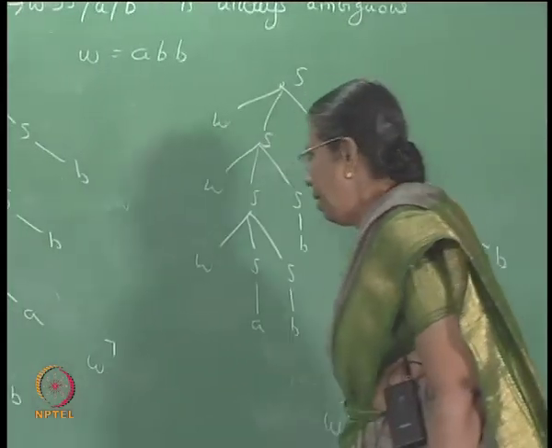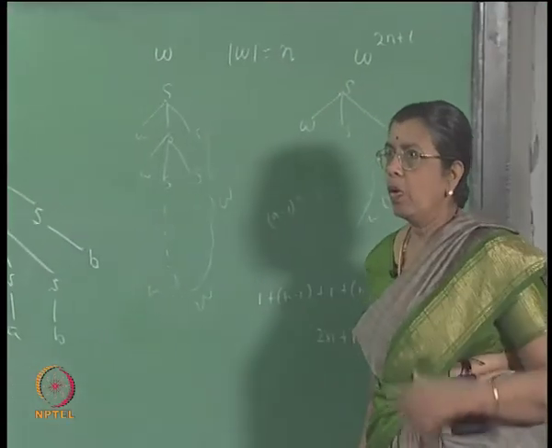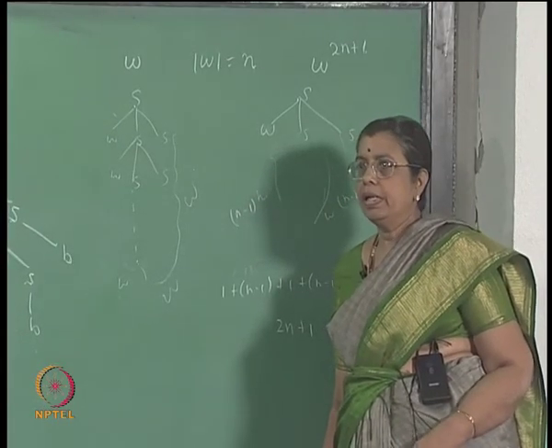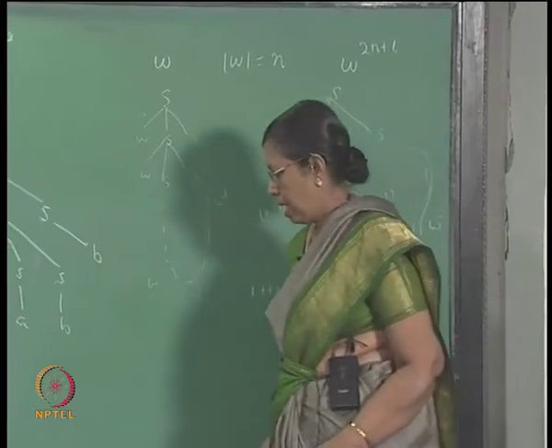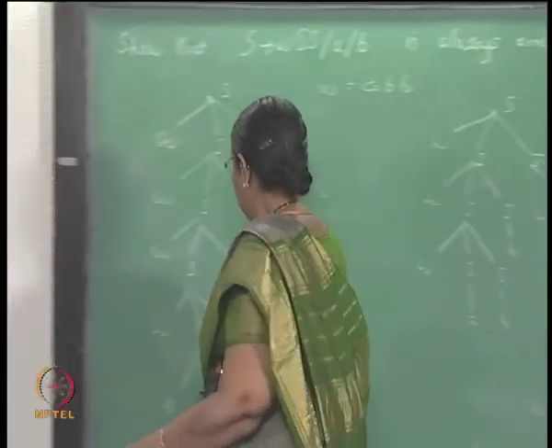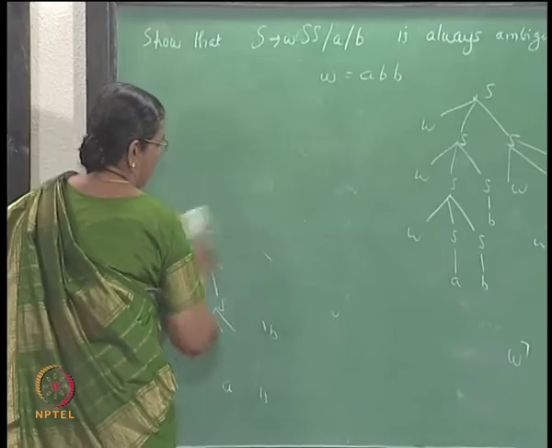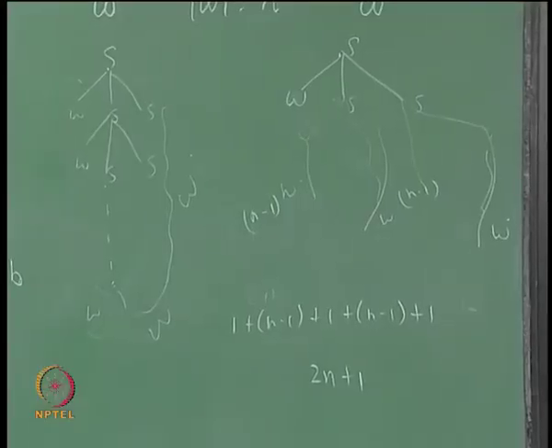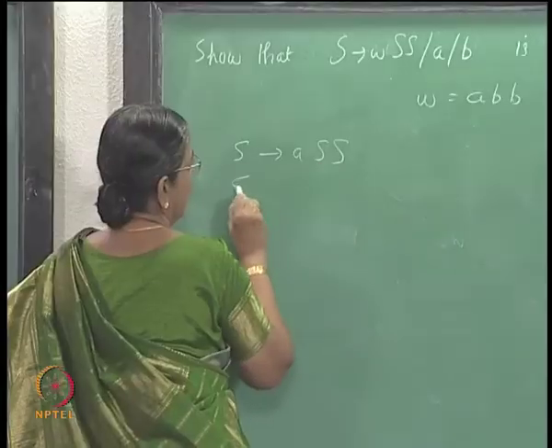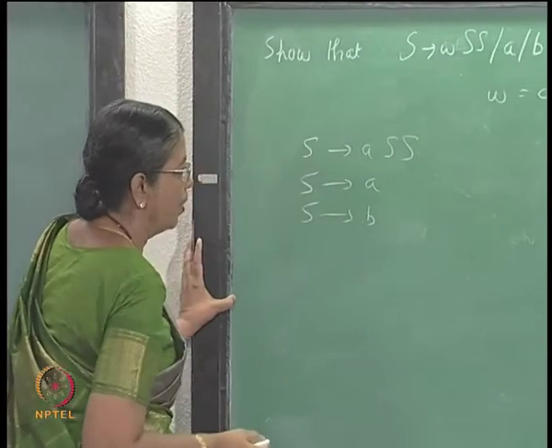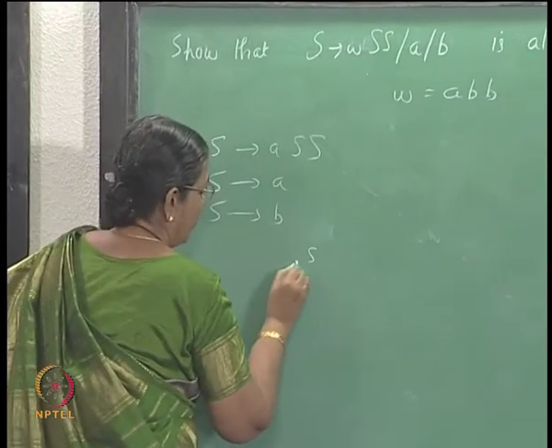But if the length is 2 or more, you take W power 2n plus 1. If it is a single letter, for example, S goes to ASS, S goes to A, S goes to B. Here again you will have ambiguity, but for the string you have to be careful.